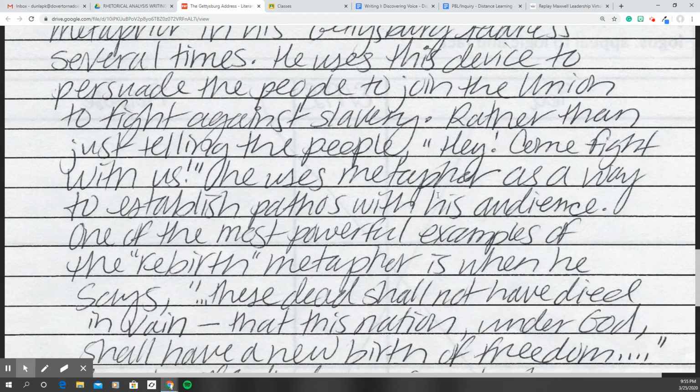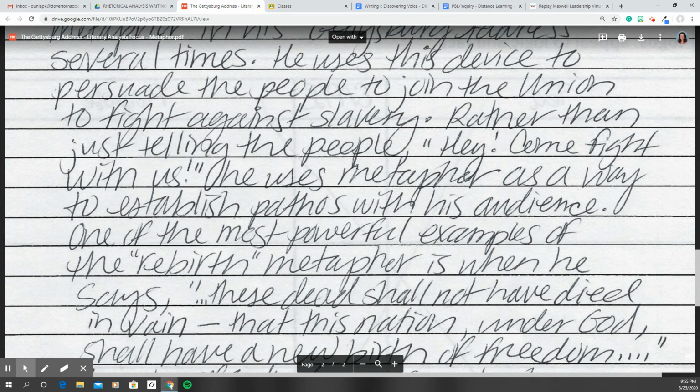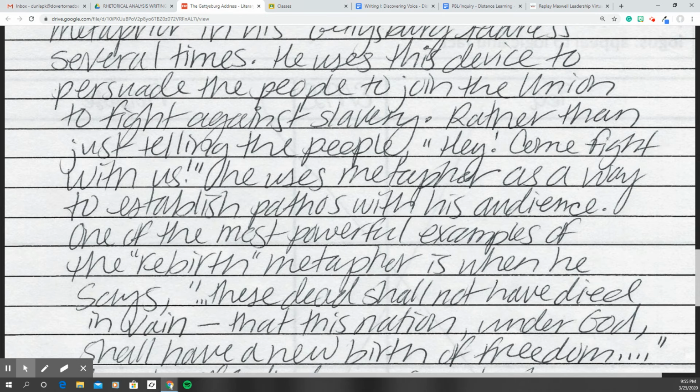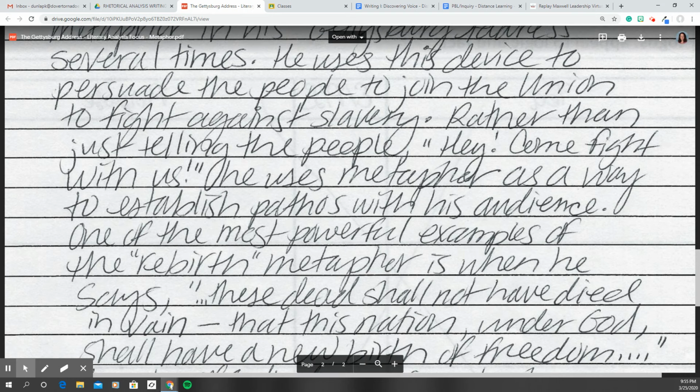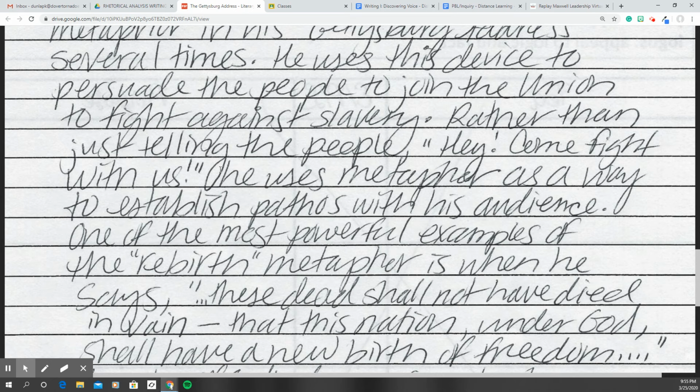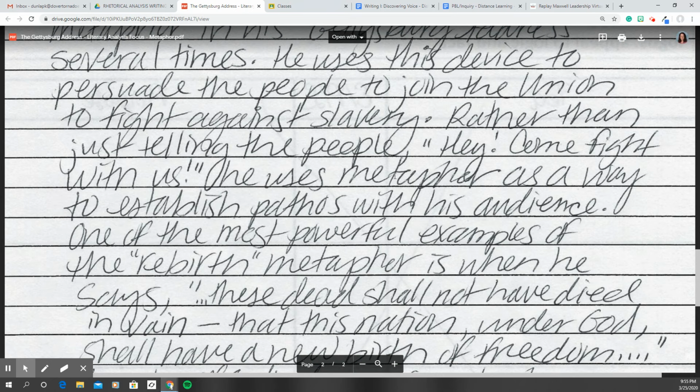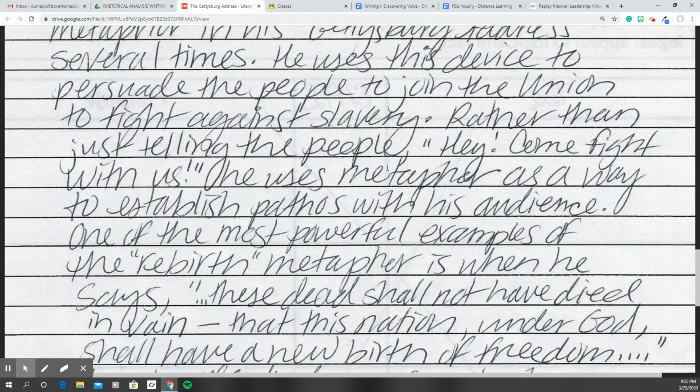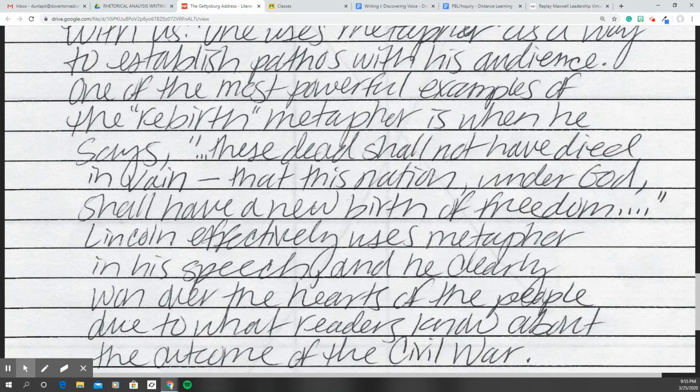Rather than just telling the people, hey, come fight with us, he uses metaphor as a way to establish pathos with his audience. So you see how I'm analyzing the device? I'm not summarizing why he used metaphor. I'm analyzing and explaining how he uses metaphor rhetorically. And look what I threw in there. Another rhetorical device, pathos, which is appeal to emotion. I don't know about you, but when I listen to this speech, it's all the feels, okay? Go ahead and pause and copy that down.